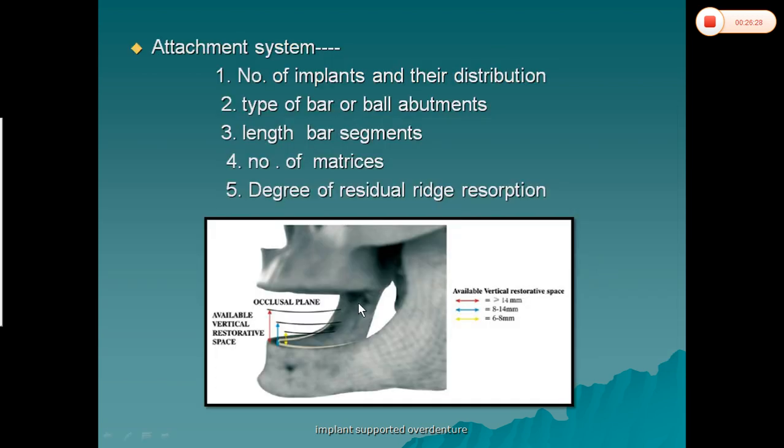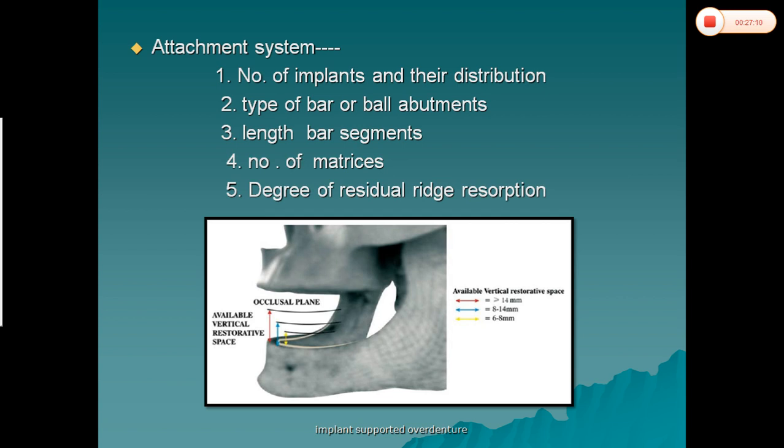Now, how do you select this attachment system? The attachment system depends on the number of implants and their distribution. Usually for the mandible, 2 implants are preferred. When we place 2 implants, we can go with ball type of attachments. If these 2 implants are not parallel to each other, we prefer ball attachment. If they are parallel to each other, we can splint them using a bar. Depending on the number of implants and their distribution, the attachment system is preferred.